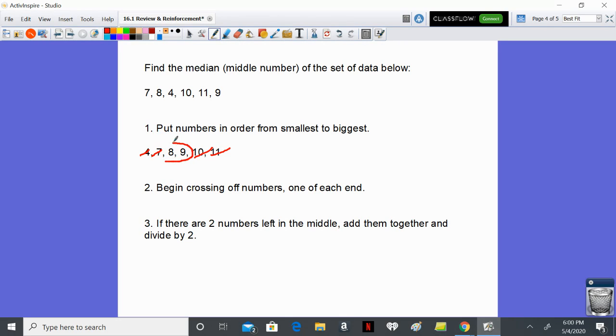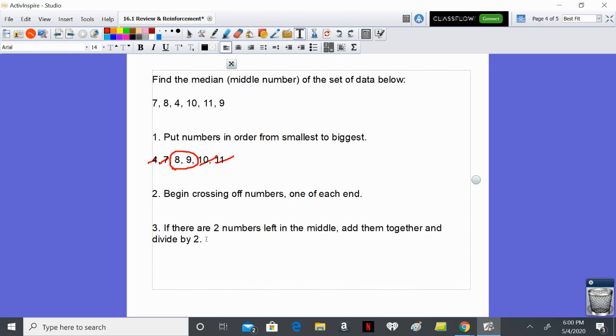But now I have 2 numbers, and I can't cross them both out because then I'd have nothing left. So there is a rule: when there are 2 numbers left in the middle, you add them together and you divide those by 2. So let's do that. So we have 8 plus 9 equals 17. And then I have 17 divided by 2, which equals 8.5. So my median for this set of data equals 8.5.